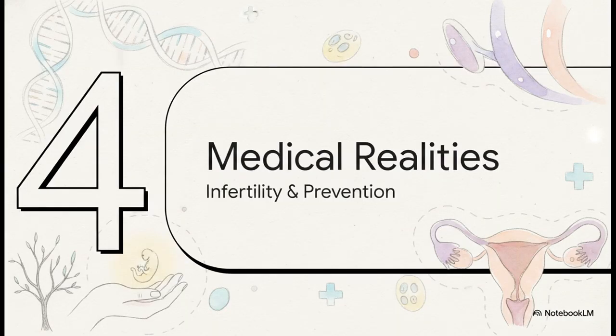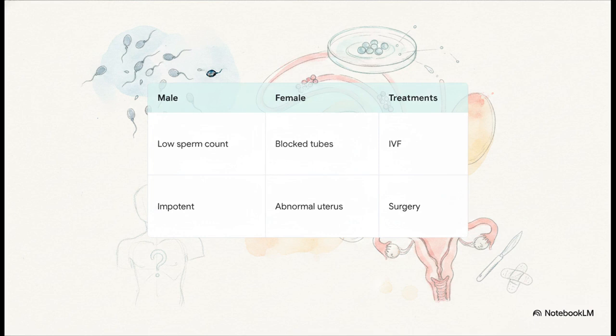Let's pivot to Section 4, Infertility and Contraception. Sometimes the reproductive system faces challenges. Infertility can stem from a low sperm count or poor sperm quality in males, or issues like blocked fallopian tubes or abnormal ovaries in females. But modern medical science offers some truly remarkable treatments for this. We're talking hormone injections, corrective surgery, or IVF, in vitro fertilization.